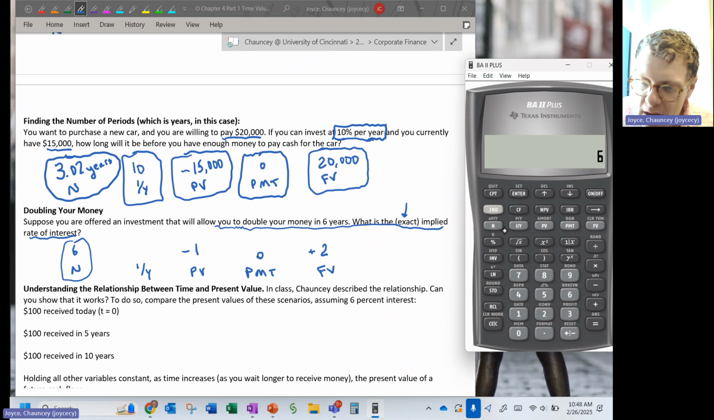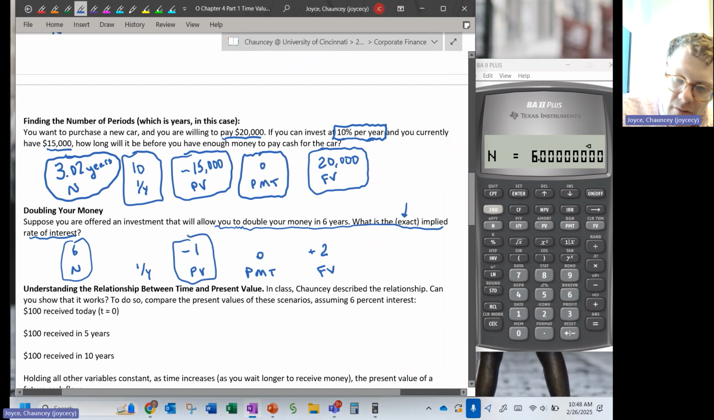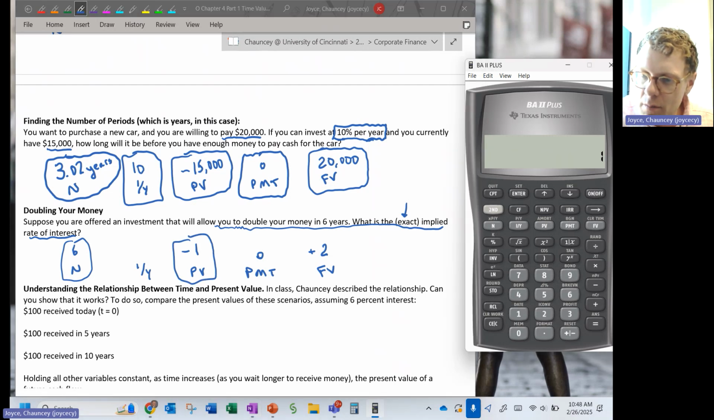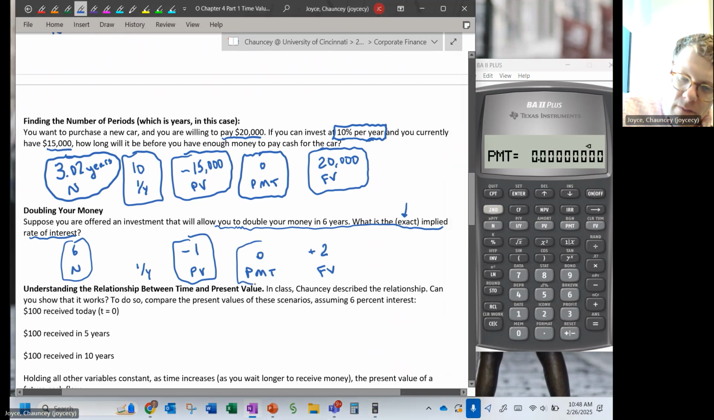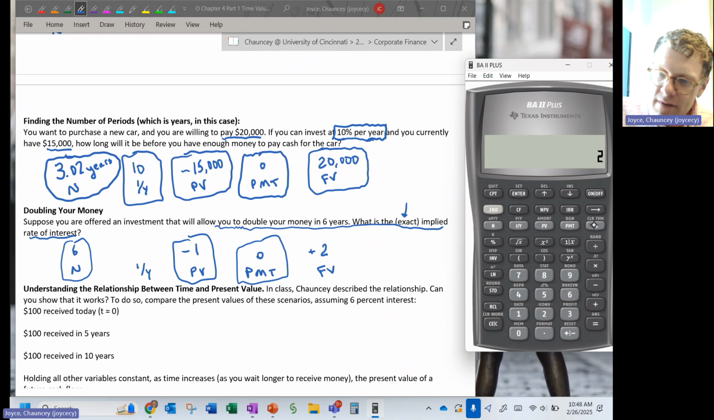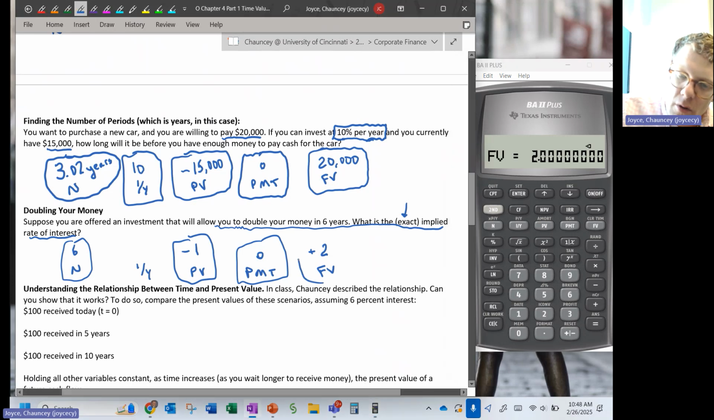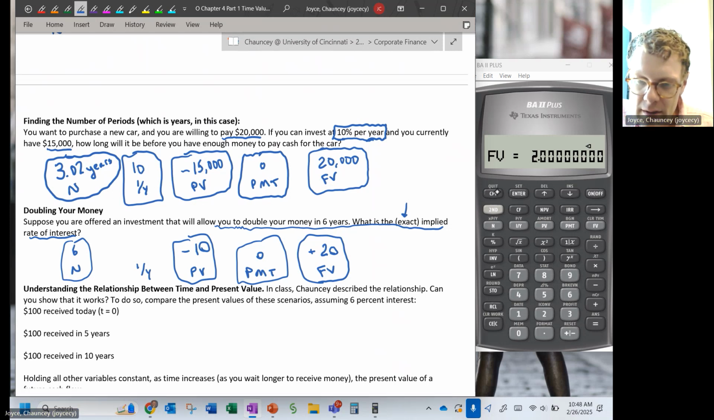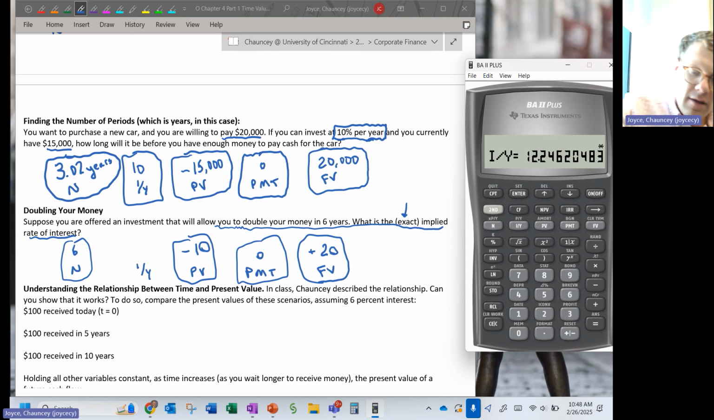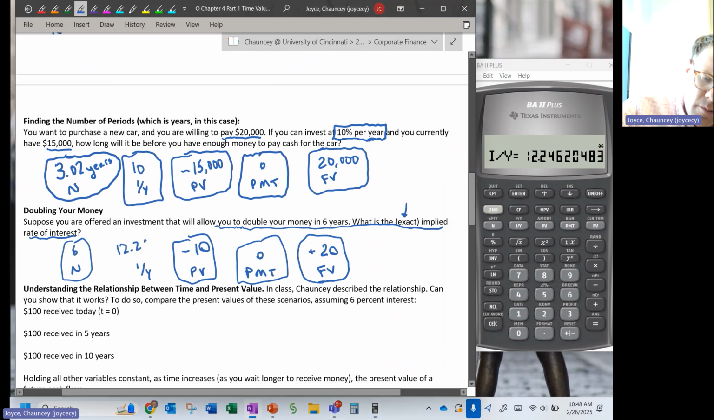So 6, and then N, negative 1 PV, so 1 plus minus for a negative 1 PV, 0, then press payment, 2, then press FV for future value. So 2 is double 1. You could have also done negative 10 and positive 20. You'd still get to the same rate. And then just compute for your IY, and you'll get 12.25%.